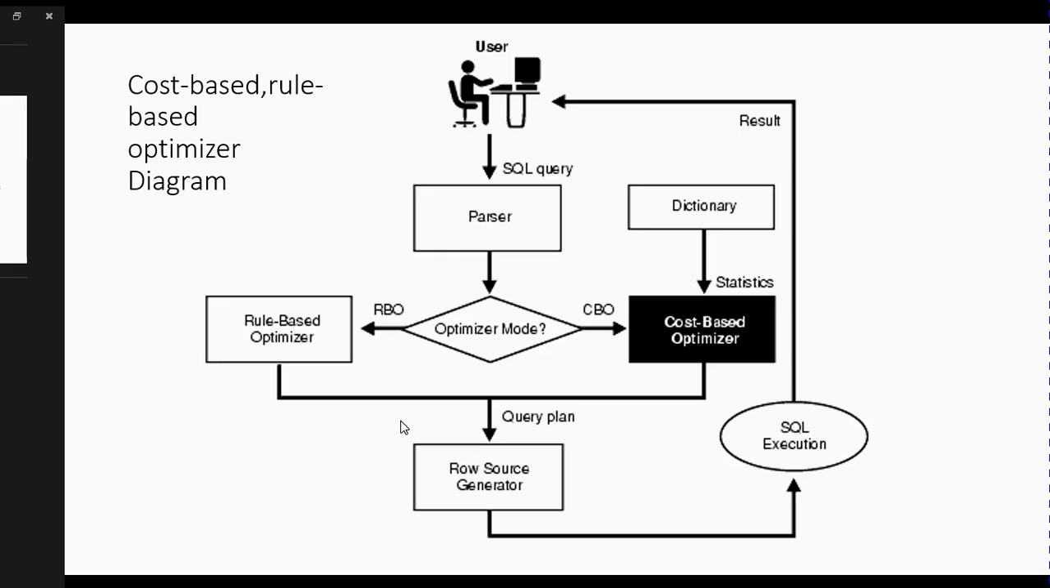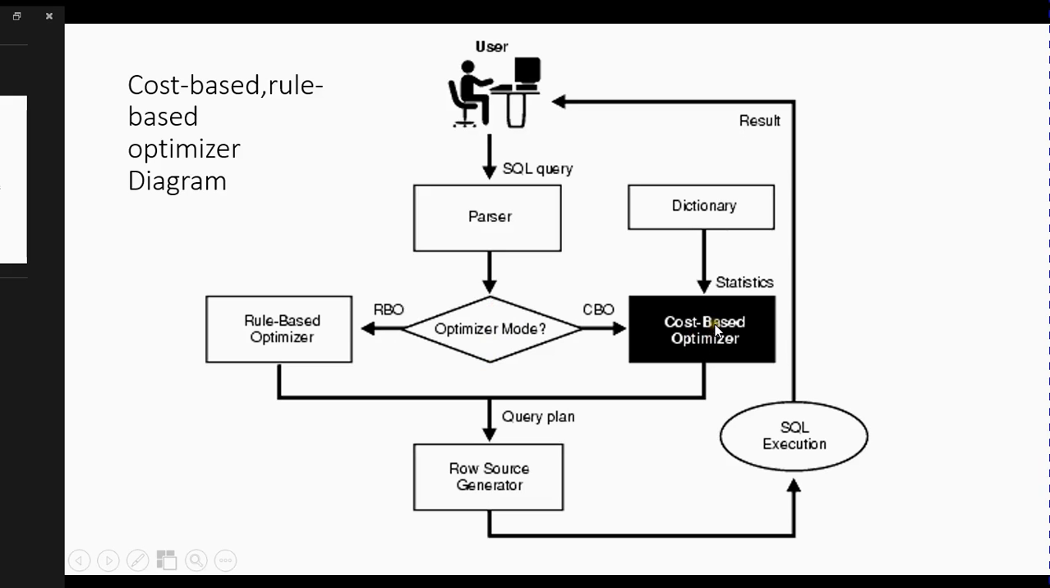So basically, this is just a diagram of the cost-based optimizer as well as the rule-based optimizer. So if you look at it, basically you're a user, right? Every time you issue a query, it's being parsed in memory, so that's fine. But when you get to this point, there are two choices.